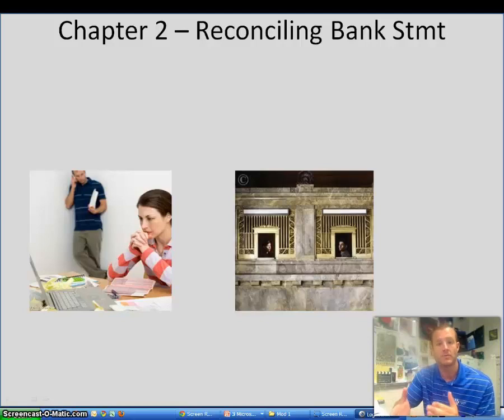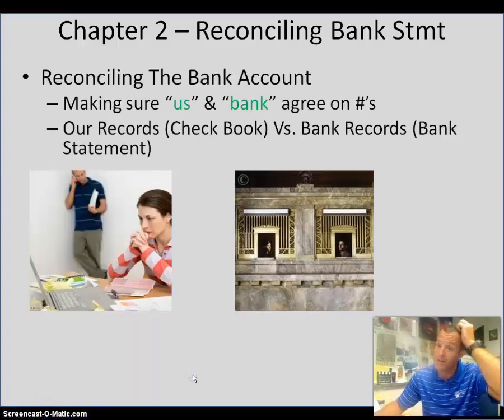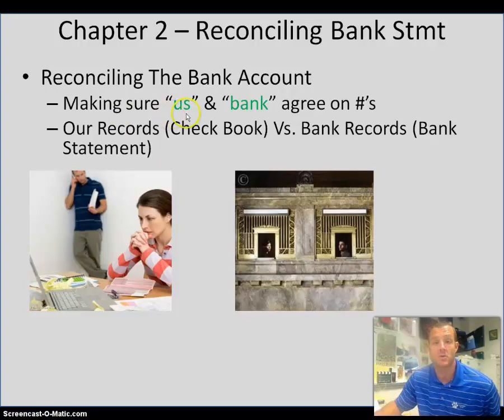I want to make sure we're able to keep track of our cash and make sure that we have a system for securing our cash and keeping track of it correctly. So the bank keeps track of our cash, but we also keep track of our cash. We need to make sure that us and the bank are on the same page. So really, reconciling a bank statement comes down to making sure that our end of things, our record keeping, and the bank's end of things, their record keeping, are in agreement with the numbers, with everything that has happened during the period for which we're reconciling.